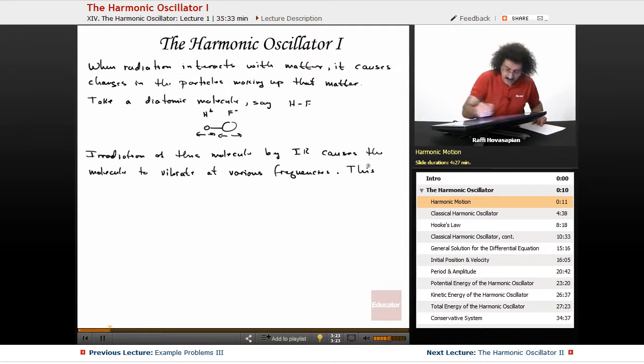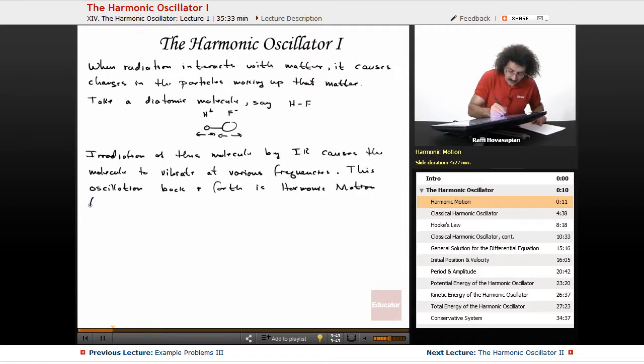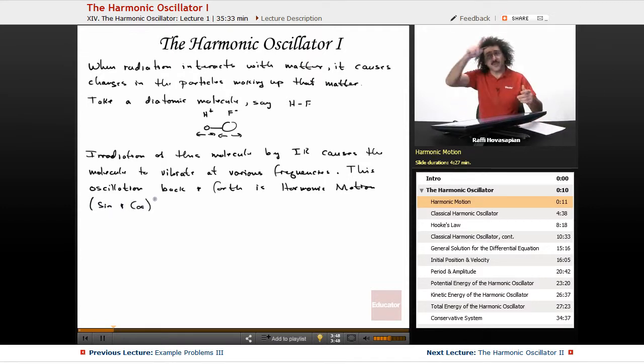So this oscillation back and forth is harmonic motion. And harmonic motion just refers basically to sines and cosines. Because you remember sine and cosine curves, they repeat themselves. They're harmonic. Harmonic means periodic, repeating, just back and forth, back and forth, back and forth. That's all harmonic means.